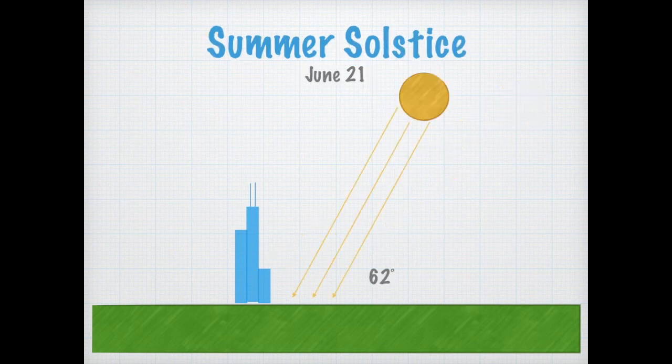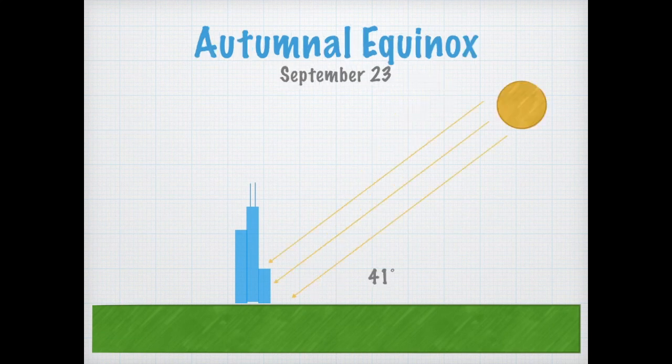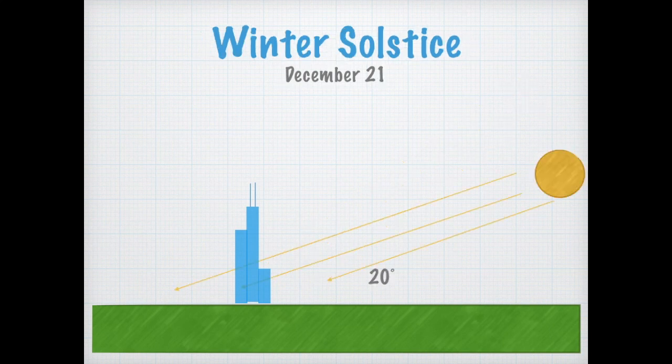Then, in the summer, when the temperatures are even warmer, the angle of the sun relative to the earth is even larger. It is 62 degrees, as you can see in this picture. In September, we go back to the autumnal equinox, which is September 23rd. During this time, the angle of the sun relative to the earth in Chicago at noon is 41 degrees. Lastly, during this winter solstice on December 21st, the angle of the sun relative to the earth in Chicago at noon is only 20 degrees.